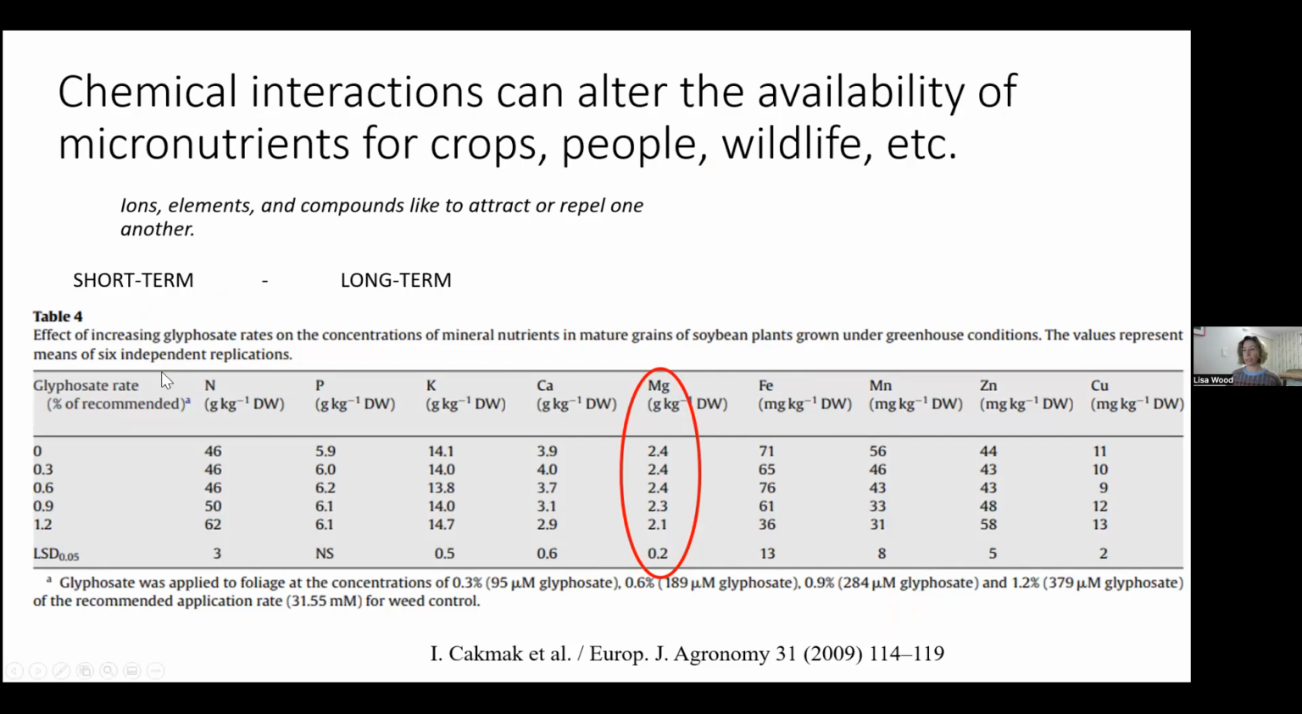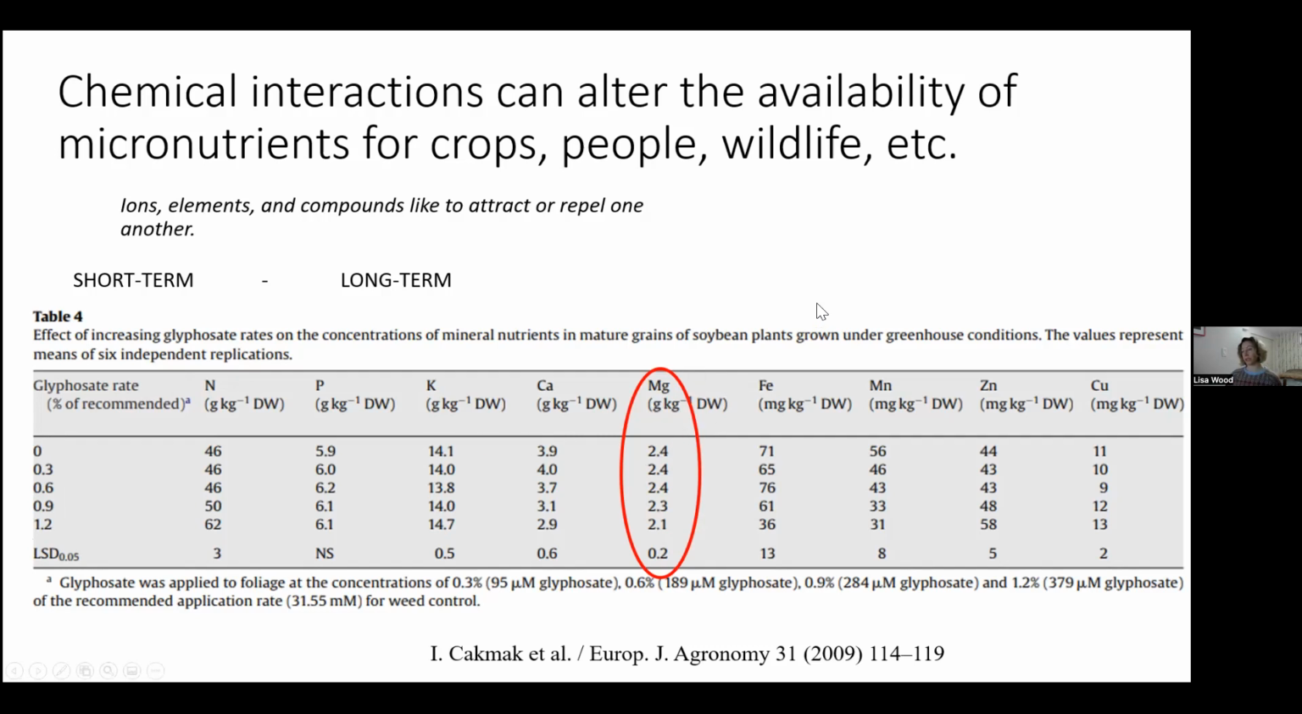And we can see here, just for example, when they apply different rates of glyphosate, going from no glyphosate being applied to 1.2, which I would assume is percent of recommended, so a higher concentration, we get a decrease in magnesium content in the plant. This is an example from soybeans. We also see some other trends fall out.